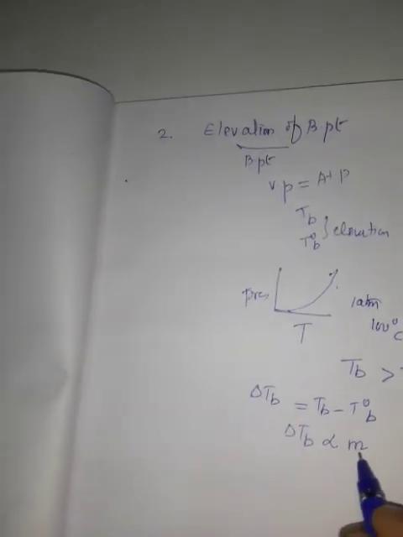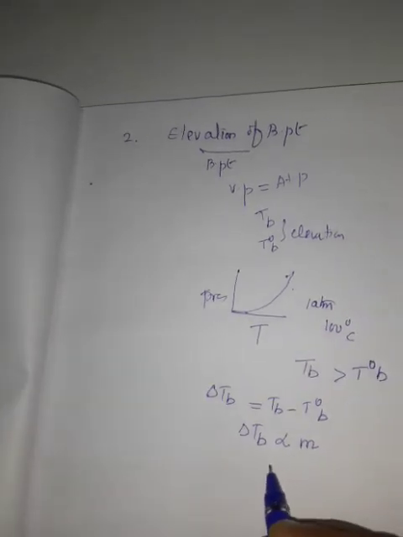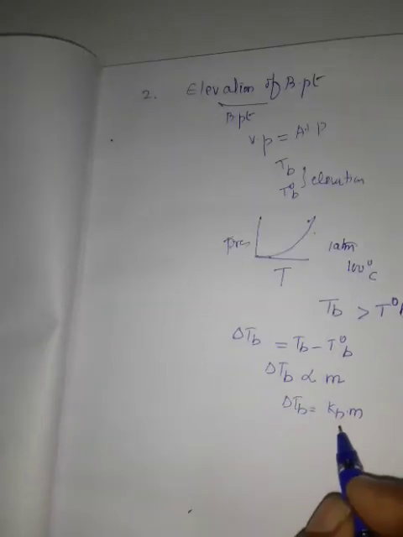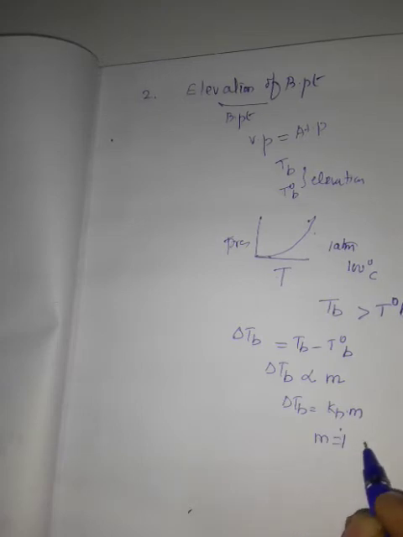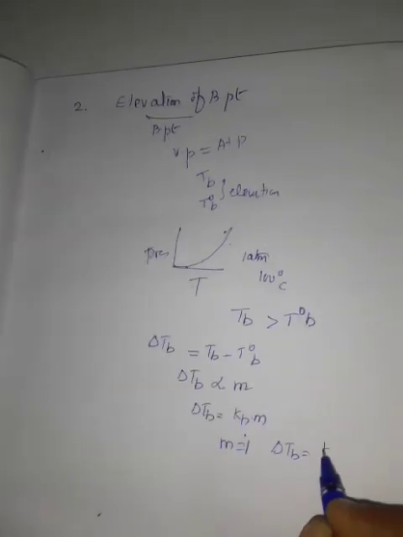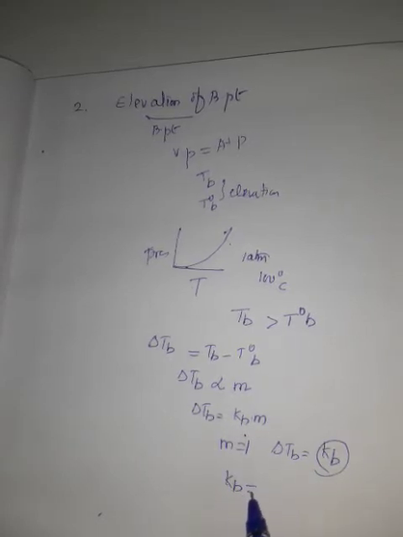The elevation of boiling point delta TB is directly proportional to the concentration of the solute particles. M is the concentration of the solute particles. So, delta TB equals Kb into M. Kb is the molar boiling point elevation constant or ebullioscopic constant. If M is equal to 1, then delta TB is equal to Kb. Hence, Kb equals R T0B square M of solvent by delta H vaporization. From this, Kb is calculated.